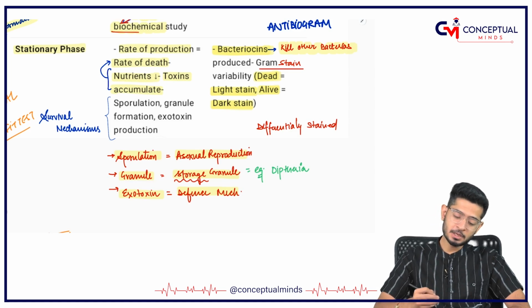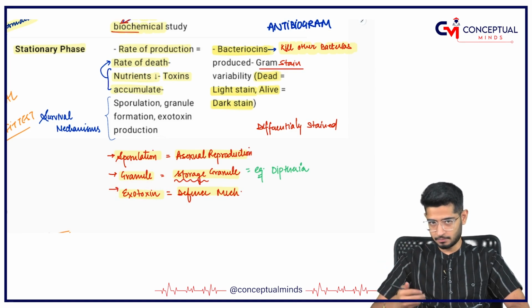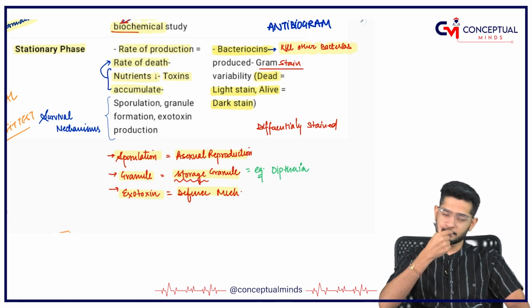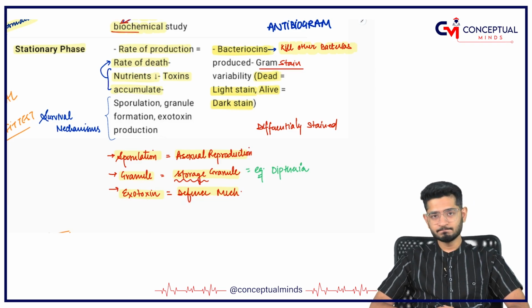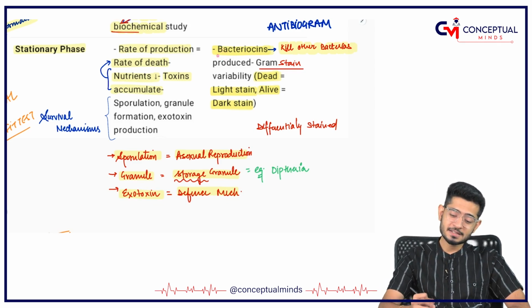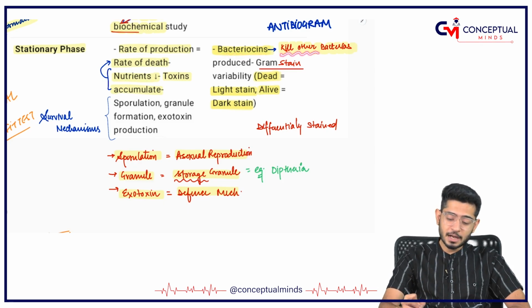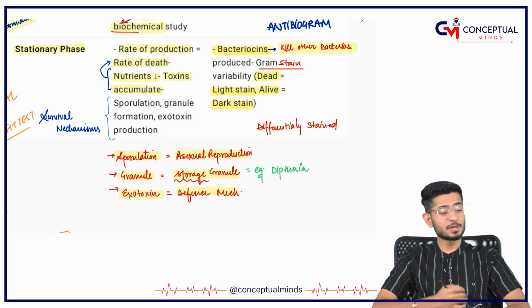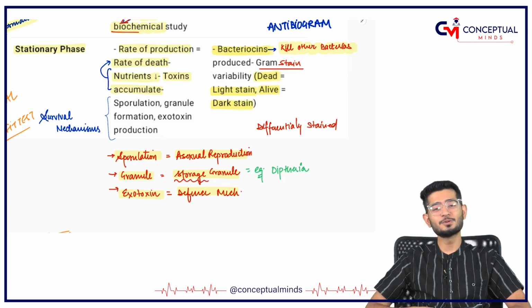Then you have one more, that is exotoxins, to defend. If somebody attacks, the bacteria is going to defend with the help of exotoxins. Now bacteria does one more thing also. Bacteria starts killing its own people, my dear friends. Bacteria starts releasing bacteriocins that are going to kill other bacteria. So once this fight was happening, bacteria was releasing bacteriocin, killing its own people.